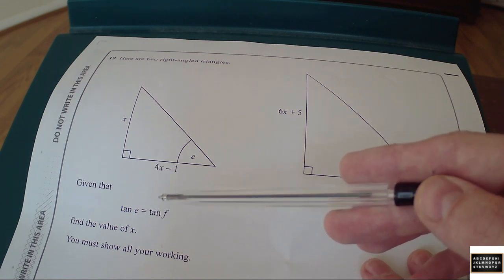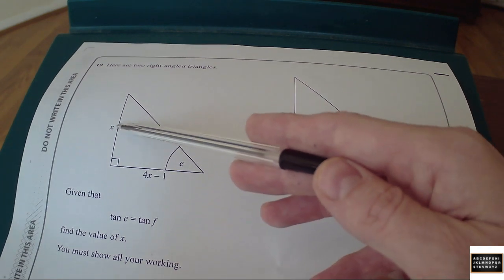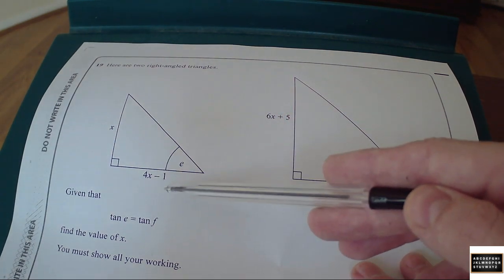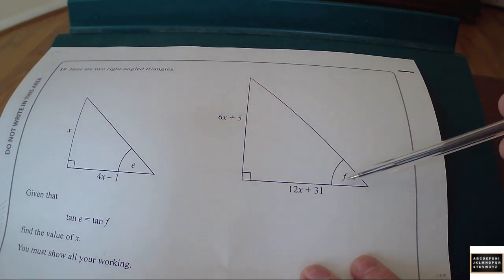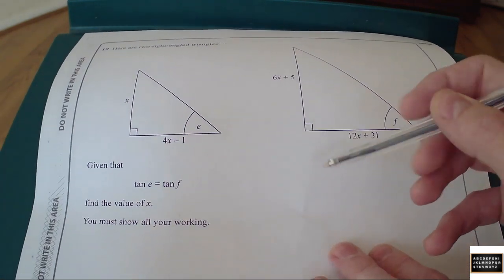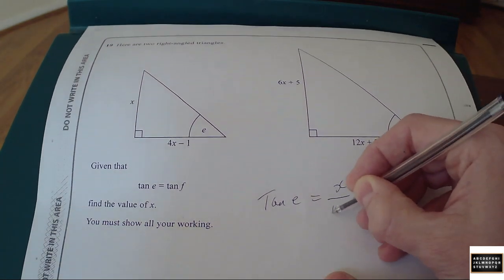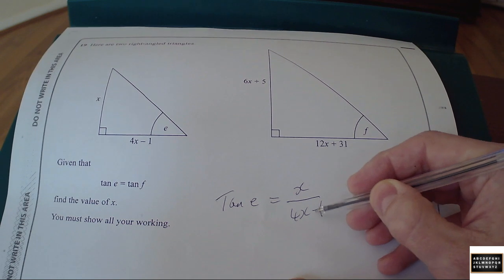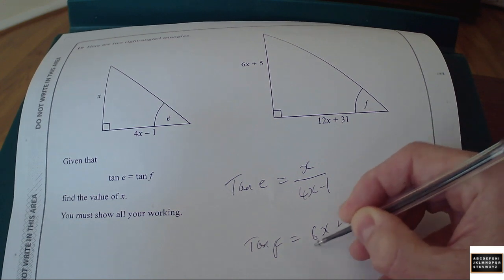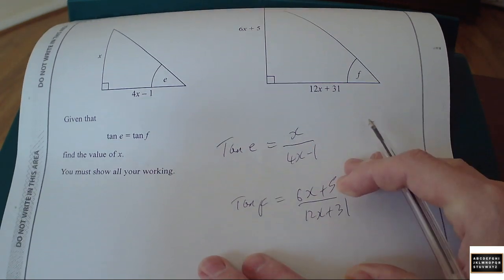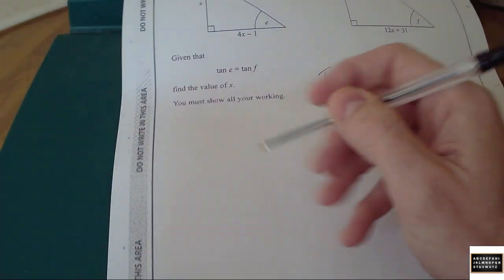Now we know that the tangent of E is the opposite divided by the adjacent, x divided by 4x minus 1. And for F, it's 6x plus 5 divided by 12x plus 31. And they're saying these two things are the same. So let's write down our expressions, so get a few marks banked away. Opposite over adjacent here, and again, opposite over adjacent here. They're saying these two things are equal. So then it becomes a bit of an algebra question.